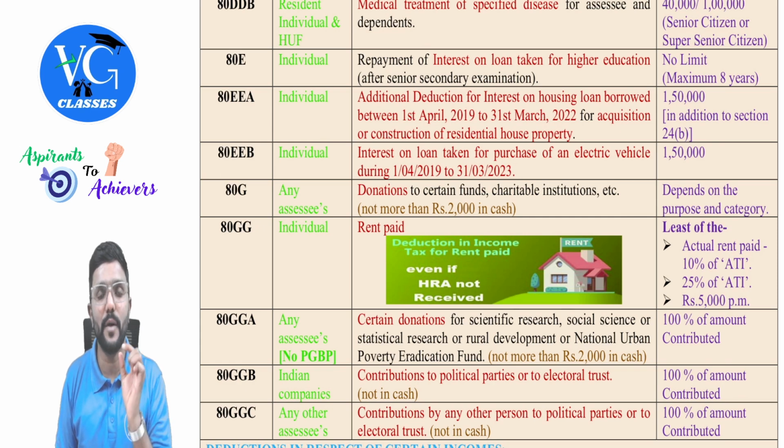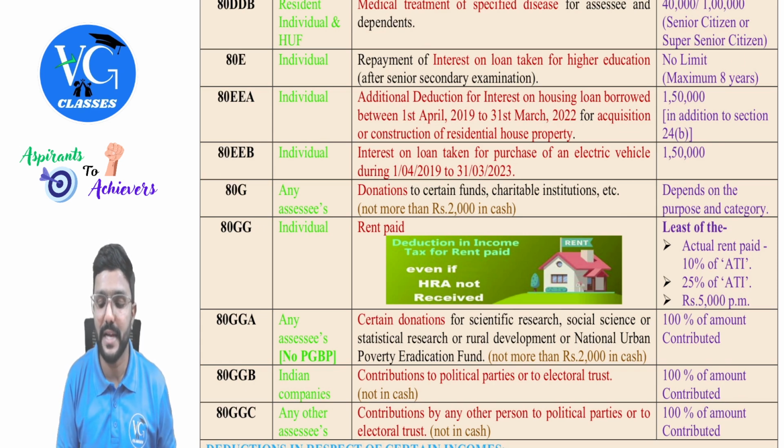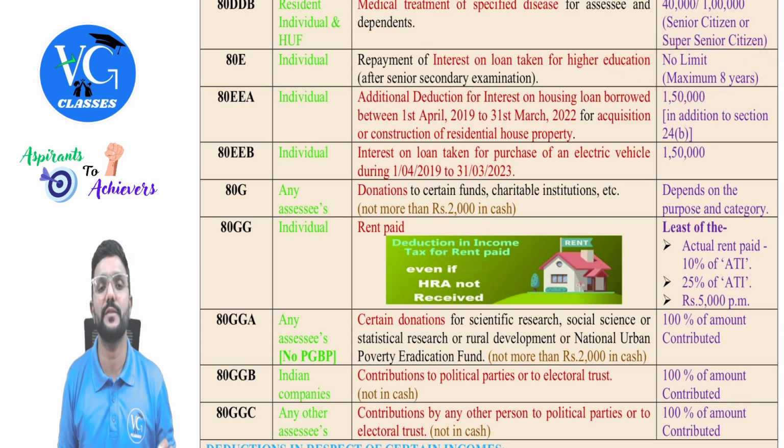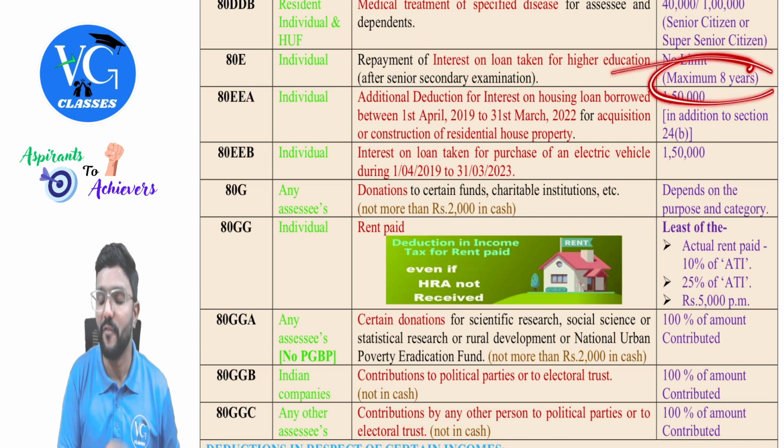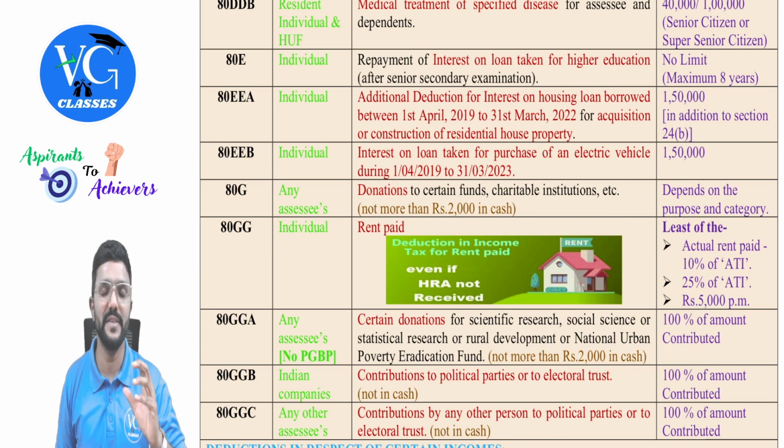Only the interest component is allowed as deduction here, whereas the principal amount cannot be claimed as deduction. Sir, what is the maximum amount of deduction? There is no limit with respect to amount, but you can claim deduction for interest on education loan for a maximum of 8 years from the year in which interest started accruing.